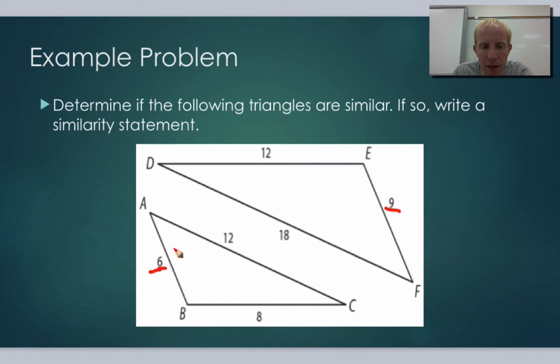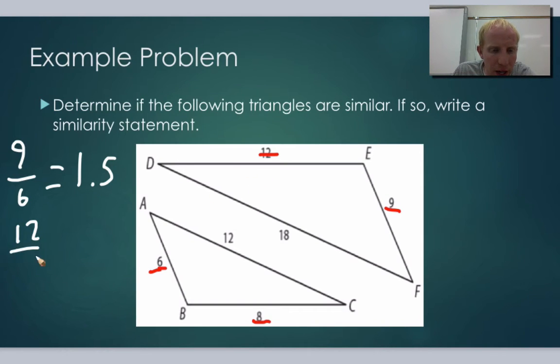Okay. That's a scale factor of 9 compared to 6. And that's going to be about, what, 1.5 or 3/2. Okay, now let's look at the next 2 biggest ones. So this is the next biggest. This is the next biggest. And that's going to be 12/8, which also gives us 1.5. This is a good sign.